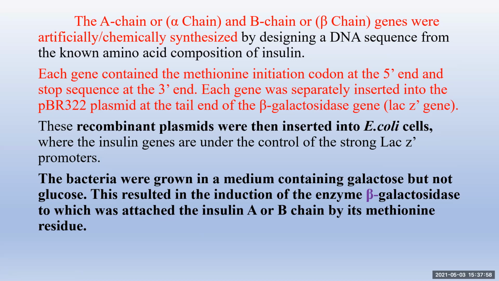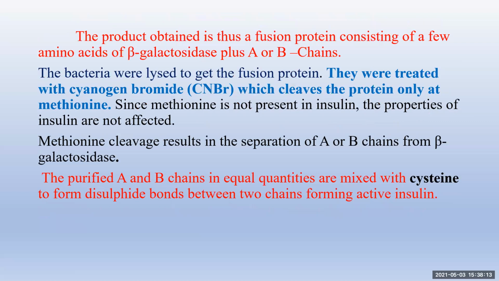The bacteria are grown in a medium containing galactose but not glucose. This results in the induction of the enzyme beta galactosidase, to which the A chain and B chain are attached by methionine residues. So with induction, by growing the cells in the presence of galactose and not glucose, we get the product protein. What is the product protein? The product protein is a fusion protein. It consists of a few amino acids of beta galactosidase plus the A chain protein and B chain protein.